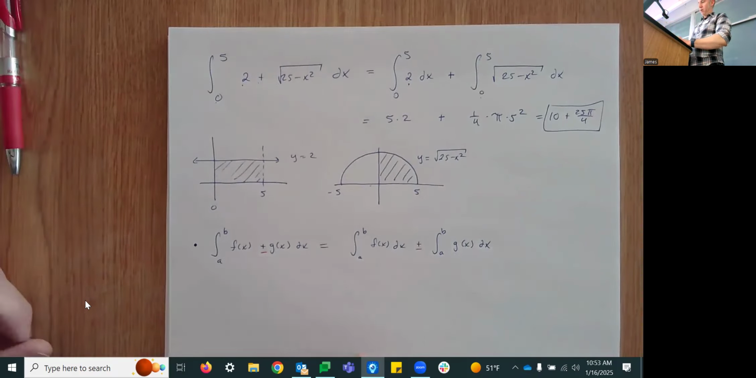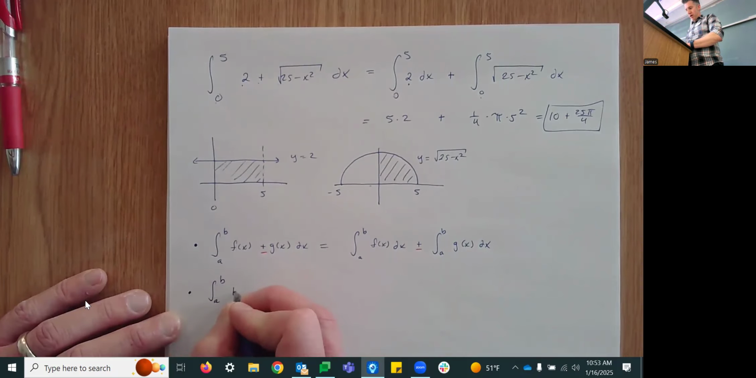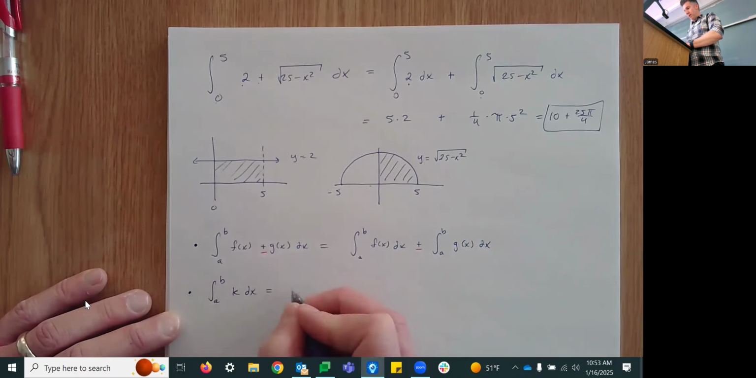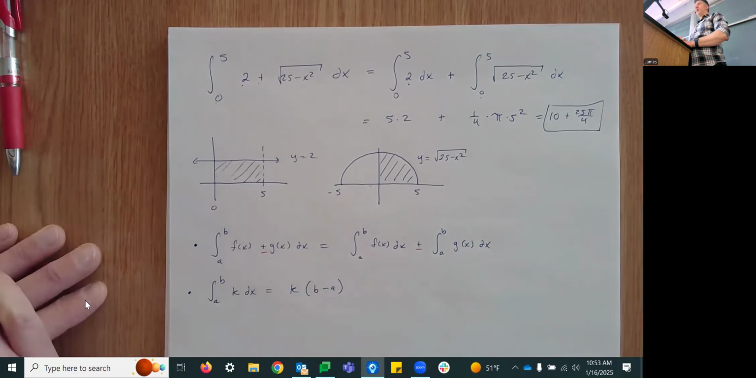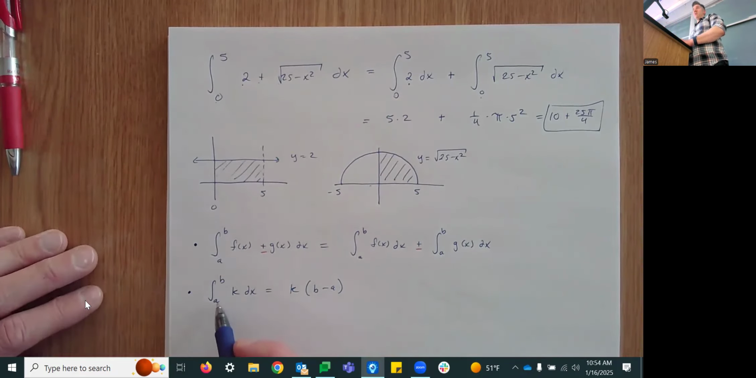What else do we have here? We have the rule I already talked about, that the integral from a to b of a constant is just that constant multiplied by the length of your interval. It's just a rectangle whose base is b minus a and whose height is k.